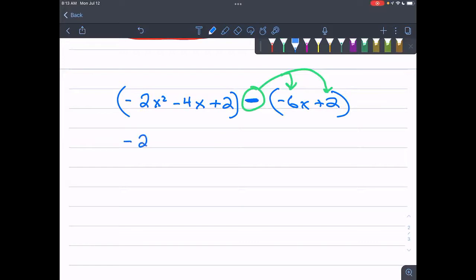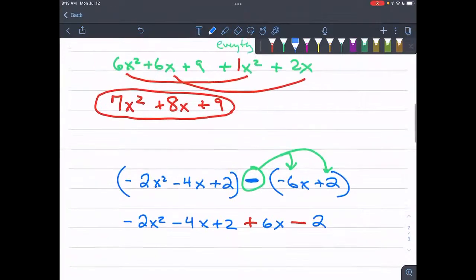So negative 2x squared minus 4x plus 2. The first parentheses doesn't change at all. But from there, we're distributing the negative. The negative 6x is going to be plus. And then the negative, when distributed to positive 2, is going to be negative. So that's really the only change.